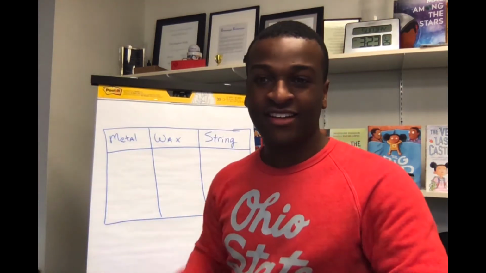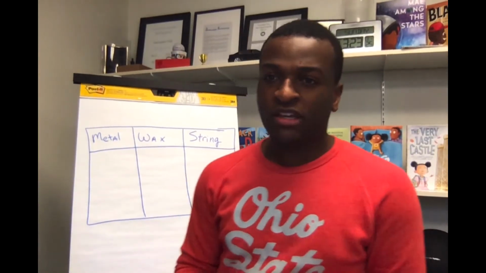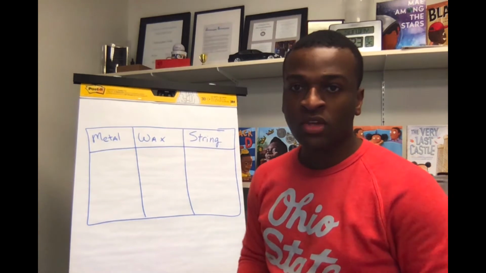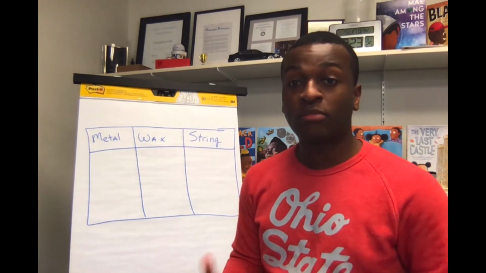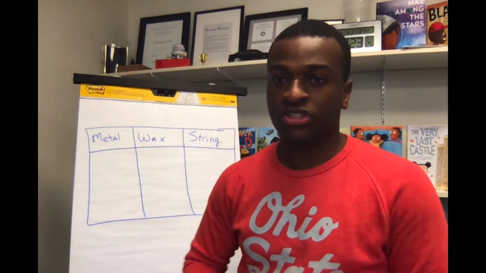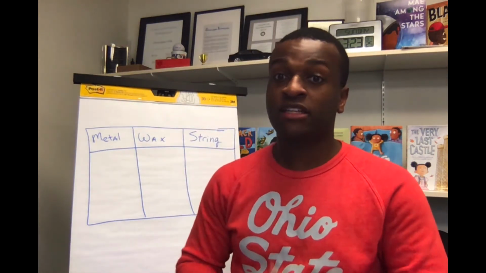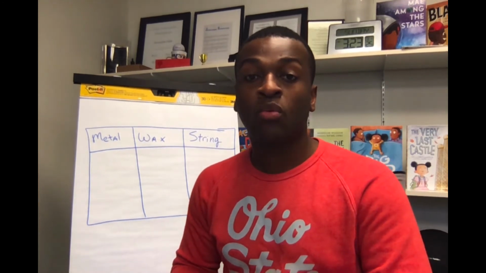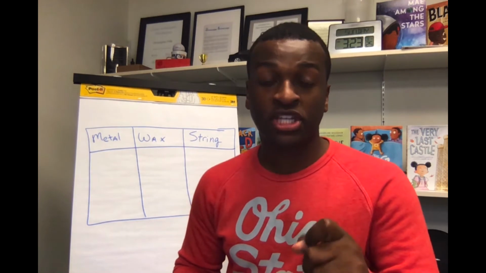Let's get the materials. Got it. So I have my materials, and I've set it up to say the metal, the wax, and the string. I want to know what happens to the metal, the wax, and the string. So here's my question. You probably were thinking about the wax. Let's think about all the materials. How will the materials change when we light the candle?